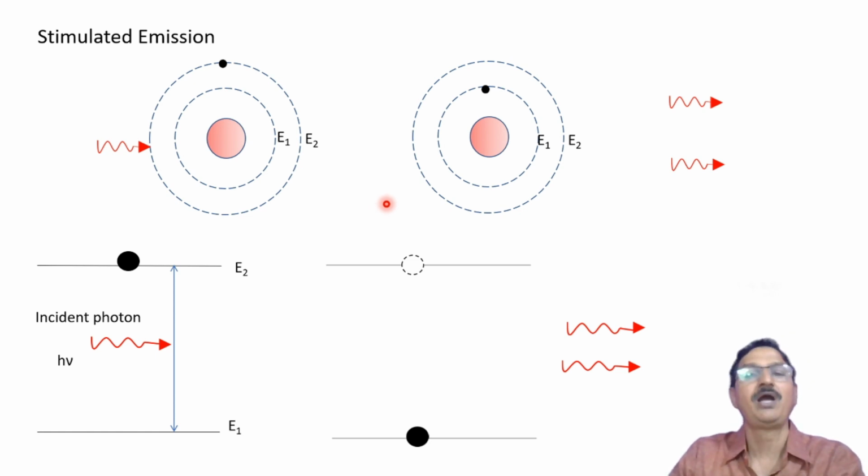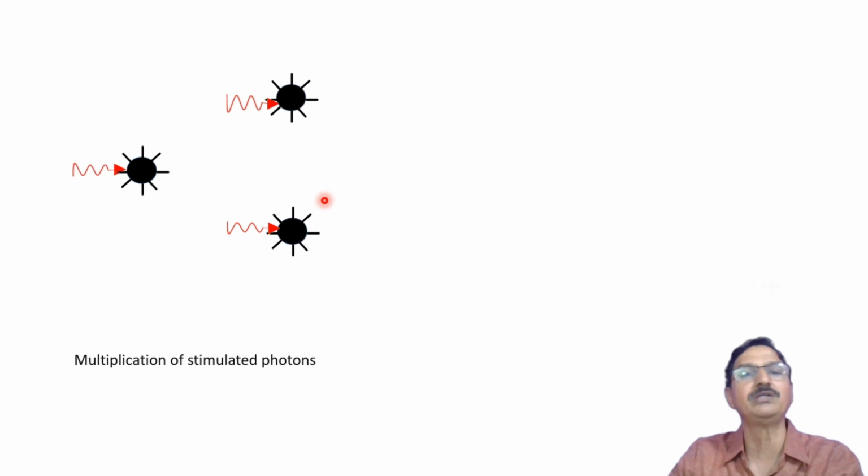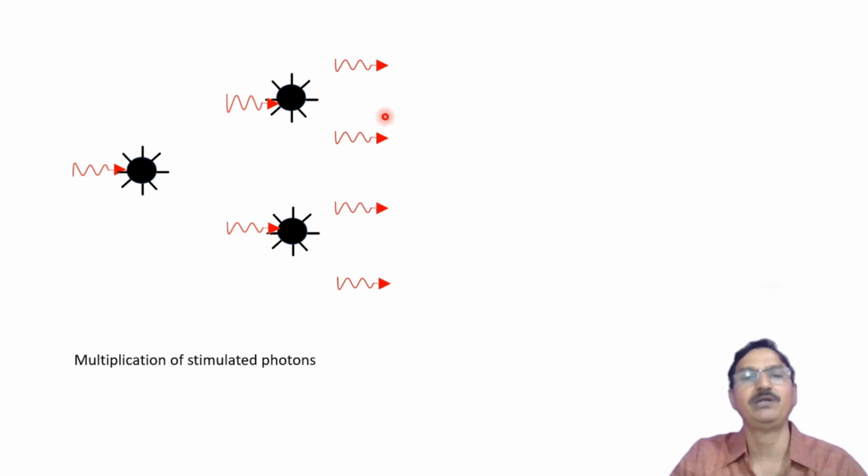Then we will see how the process of amplification takes place. Let us see that this single photon is incident on this excited atom, and then, as seen in the previous diagram, two coherent photons are emitted. These two coherent photons are incident on another two excited atoms. Therefore, each atom will generate two photons, and hence overall four photons are emitted. All these emitted photons are coherent. They have the same direction and they are in phase.